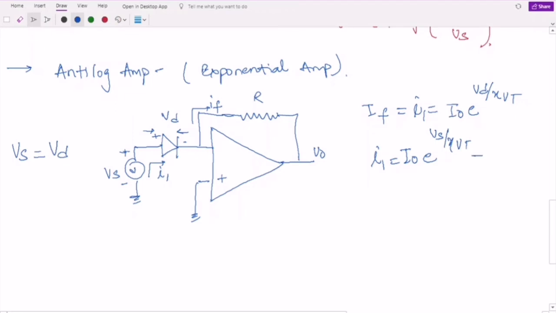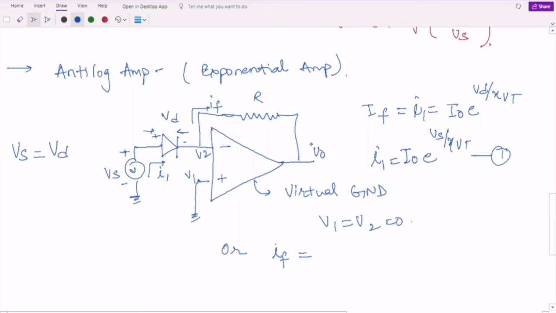This is one equation. Now if I have to find the forward current in this branch, or feedback current in this branch, can I say V1 is connected to ground, V2 is also connected to ground, according to the concept of virtual ground. So I will write here virtual ground. I can say V1 is equal to V2 is equal to 0, or you can say here that IF is equal to, this is the direction going from V2 to V0. It means I will write here V2 minus V0 by R, and that is equal to simply minus V0 by R. So this is my second equation.